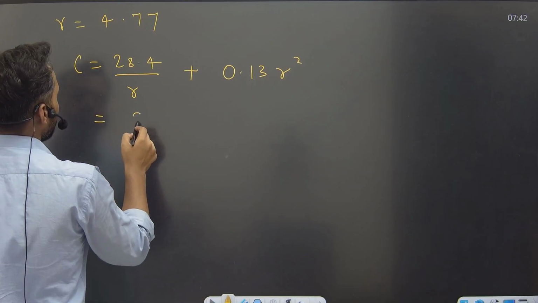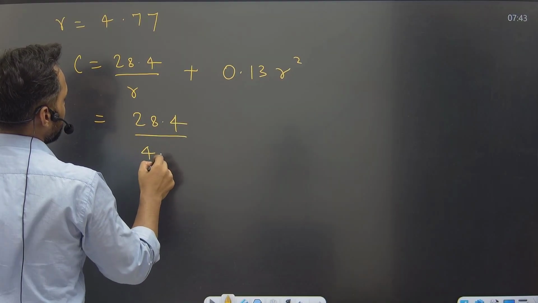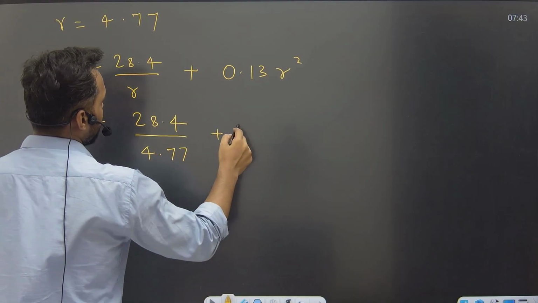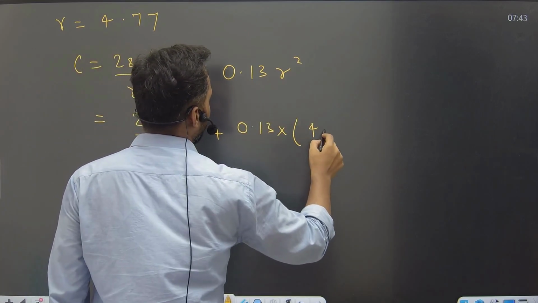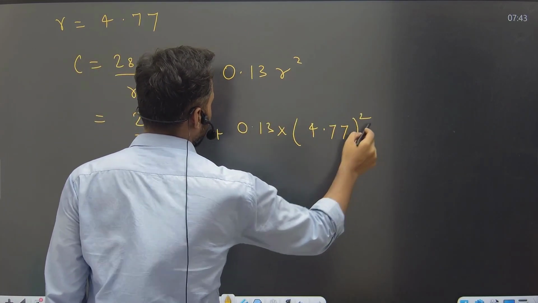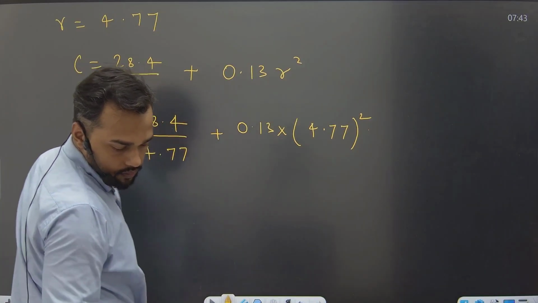So, plugging in the values, students, we'll be getting 4.77 plus 0.13 R squared, where R will be 4.77 squared. So what we'll get? We just need to calculate the values.